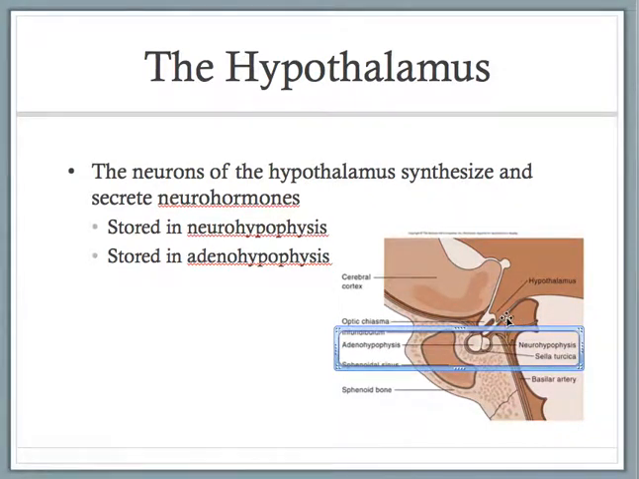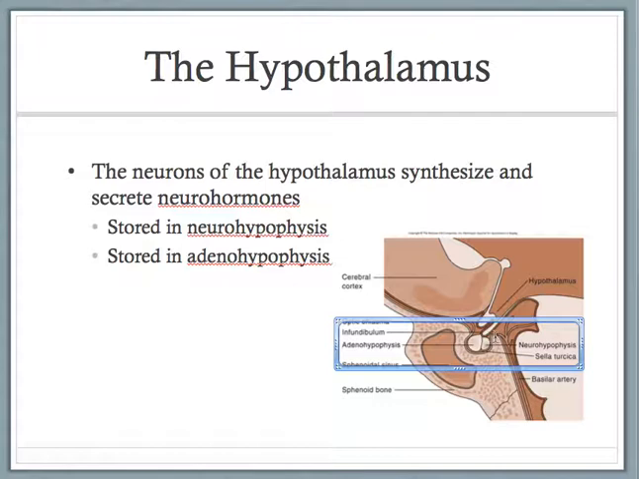And the infundibulum hangs down to allow the pituitary to sit in this bony pocket in the actual skull called the sella turcica, which means Turkish saddle. That's a type of saddle that you would put on a horse, and it is Turkish, so they named it that.